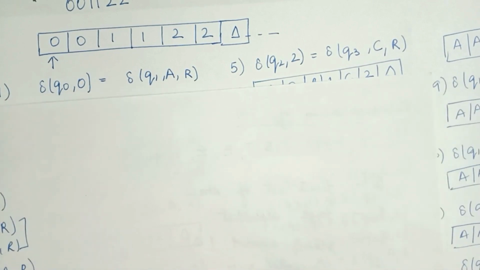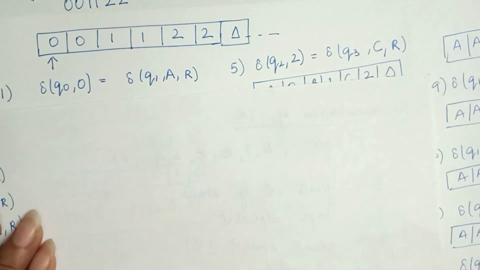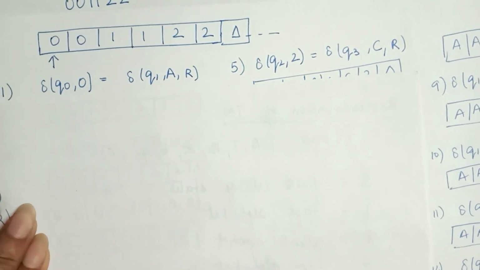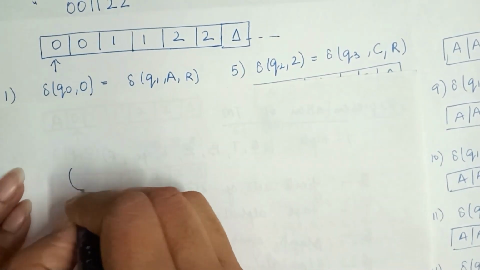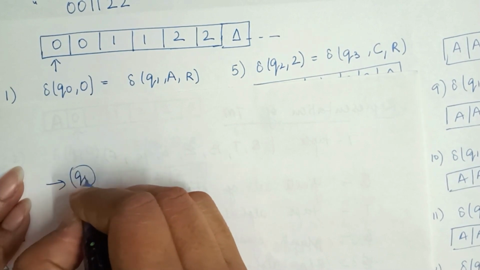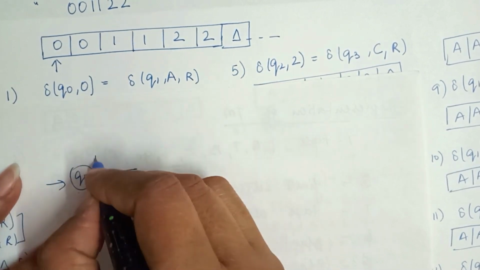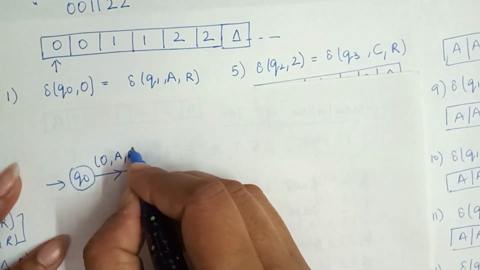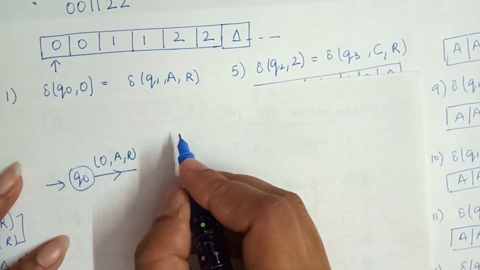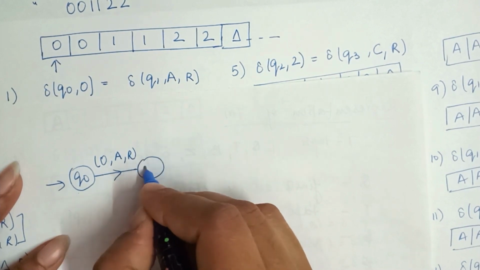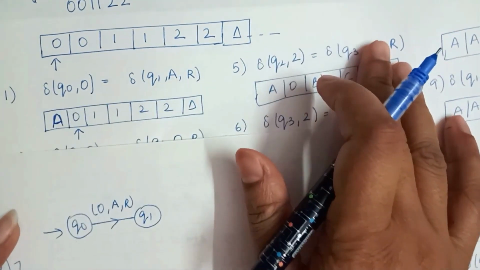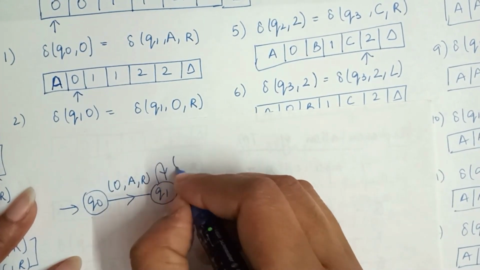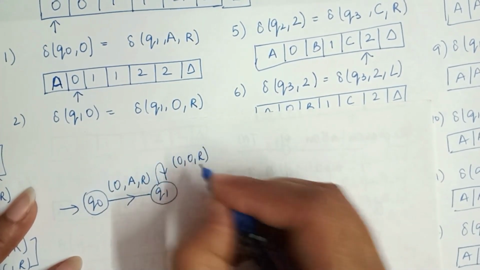Now we design the transition diagram for this example. So we are taking the first movement, that is Q0, 0. Initially we are on the Q0 state. Read 0, this will be replaced by A, and we move to the right of the input tape and are on the Q1 state. The next movement is Q1, 0. So on Q1, 0, 0, R.